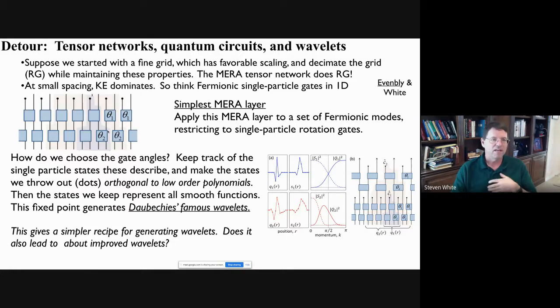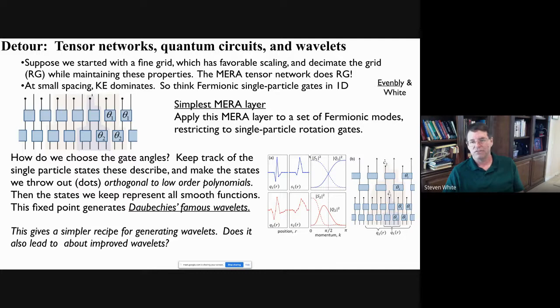So in particular, as you go through a layer, you're going to throw out, or tie off, some of these indices. Those are the degrees of freedom that you throw away. And so what we do is we make these that we tie off orthogonal to the set of low order polynomials up to some order. Then the ones that go through to the next layer are the ones that we keep, and those have to have all of the low order polynomials, so those have to represent smooth functions. Okay, so it turns out that this simple recipe with exactly this MERA layer with two angles that are analytically specified, you generate Daubechies' famous wavelets to the lowest non-trivial order.